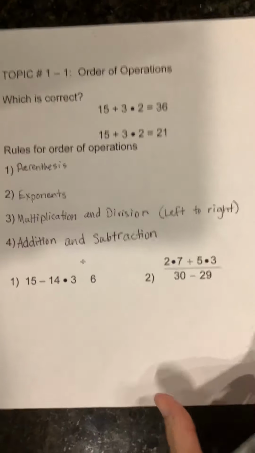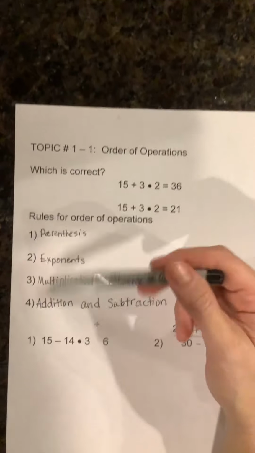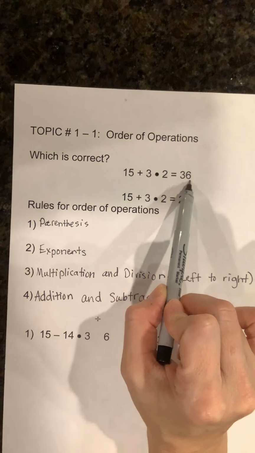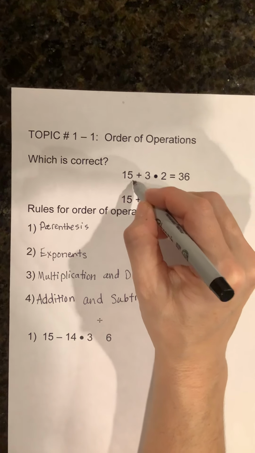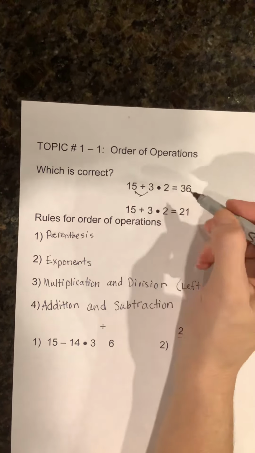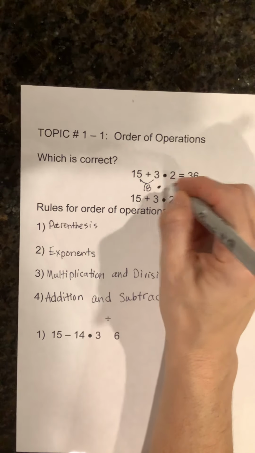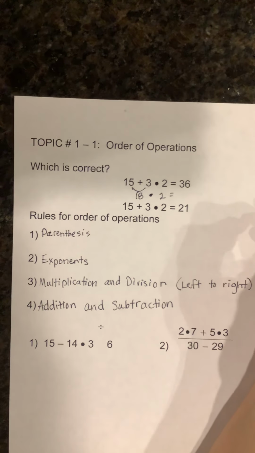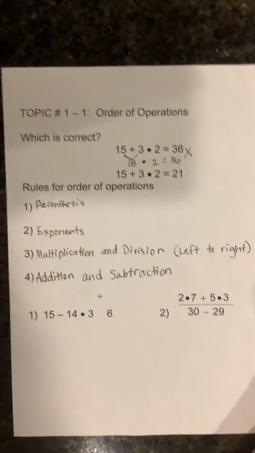Okay, so let's go back up here and look at the top two. Let's say that we ignore all of these rules and we just work this problem going left to right, and we do what it says in that order. So if I add 15 plus 3, that gives me 18. And then 18 times, because that's what that little dot means, is multiplication. So now I'm going to multiply 18 times 2, and that gives me 36. Well, that is actually wrong. That is not the correct answer.